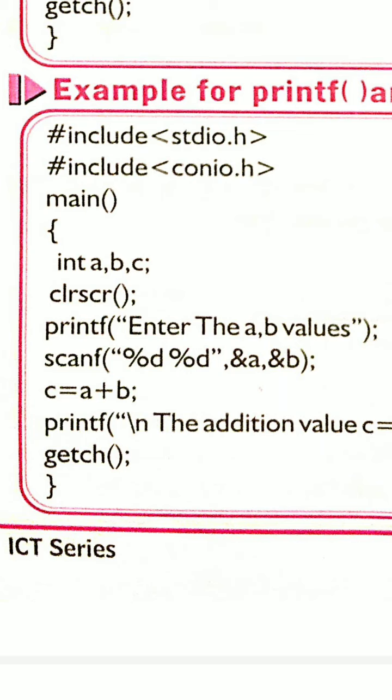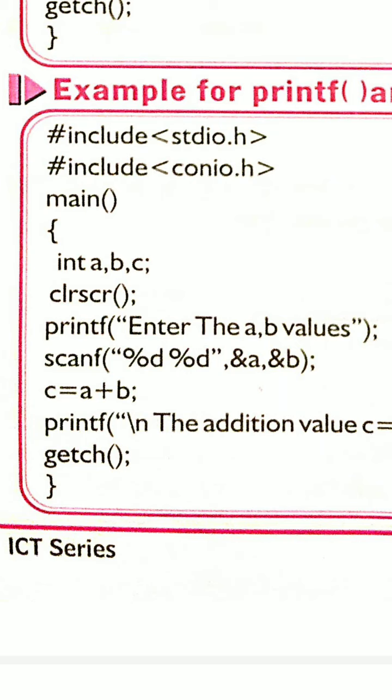Then the next statement is the scanf statement, so it will be waiting for your input. The first value that you provide will be stored in variable a, and the second value that you have entered will be stored in variable b. Now they are processing. When you press enter, then c is equal to a plus b is the next instruction. So the two values will be added and stored in the variable c, and in the next statement they are printing the value of c.